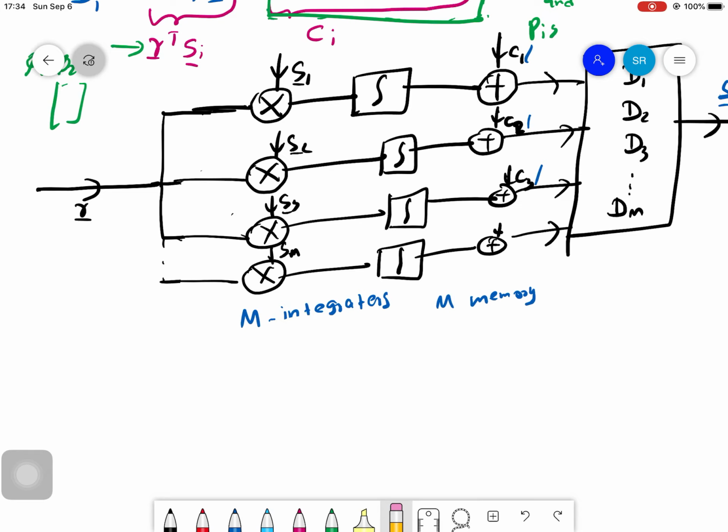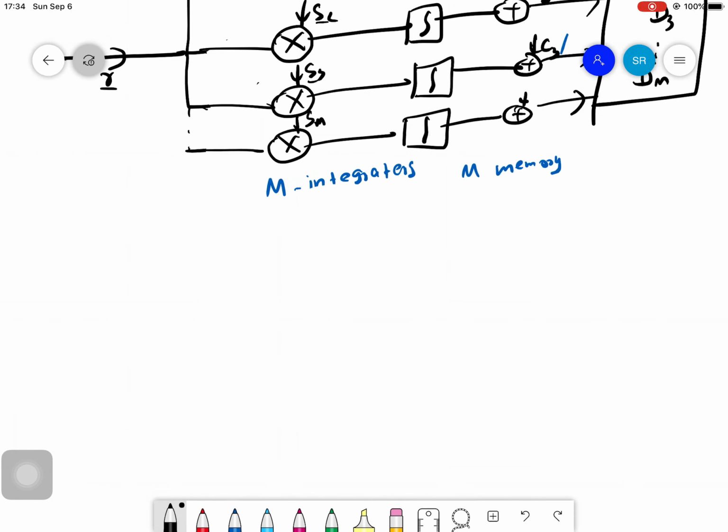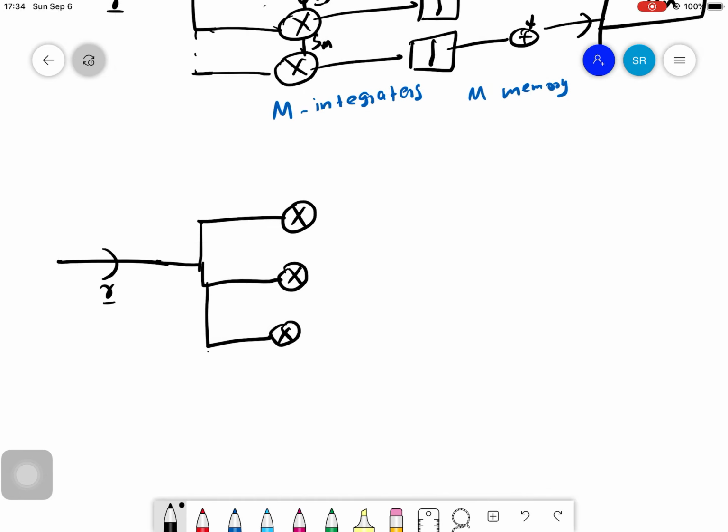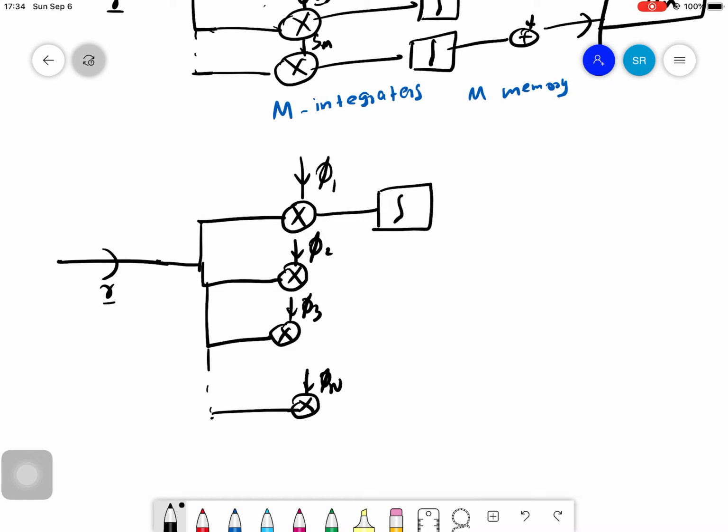Without implementing these integrators, we do another way round. We got our received signal. This time, I split it up into n branches. And each time, I multiply this with my basis signal set, psi n, and I pass it through an integrator.